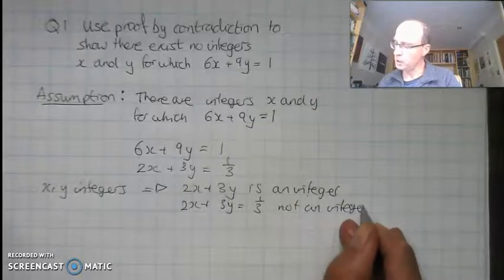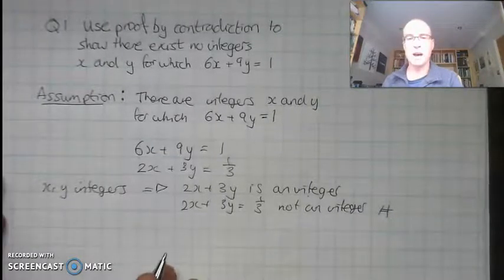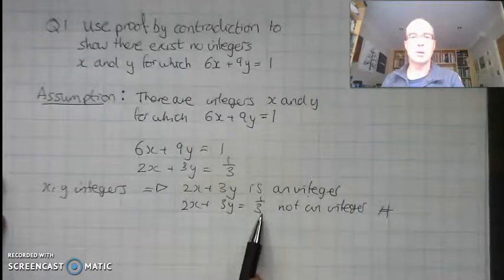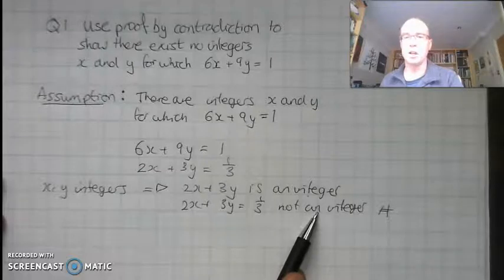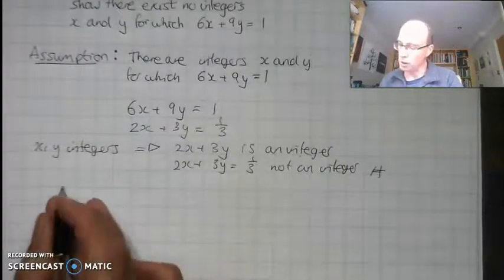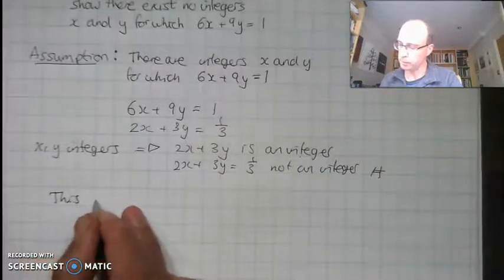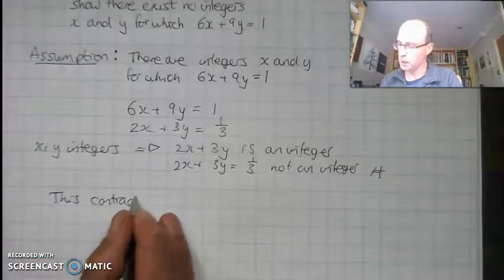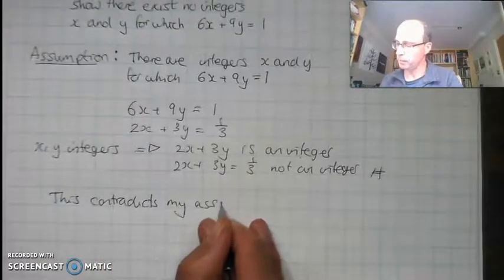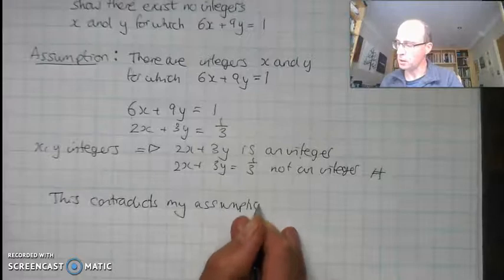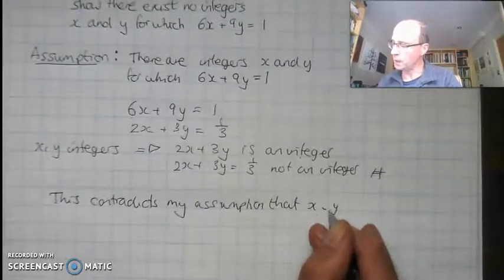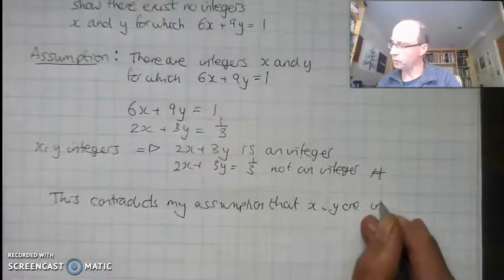So we've achieved our contradiction. We've got our maths, we've worked through, we've got 2x plus 3y is an integer, 2x plus 3y is 1/3, which is definitely not an integer. We've got our contradiction. I need to state that clearly. So this contradicts my assumption that x and y are integers.